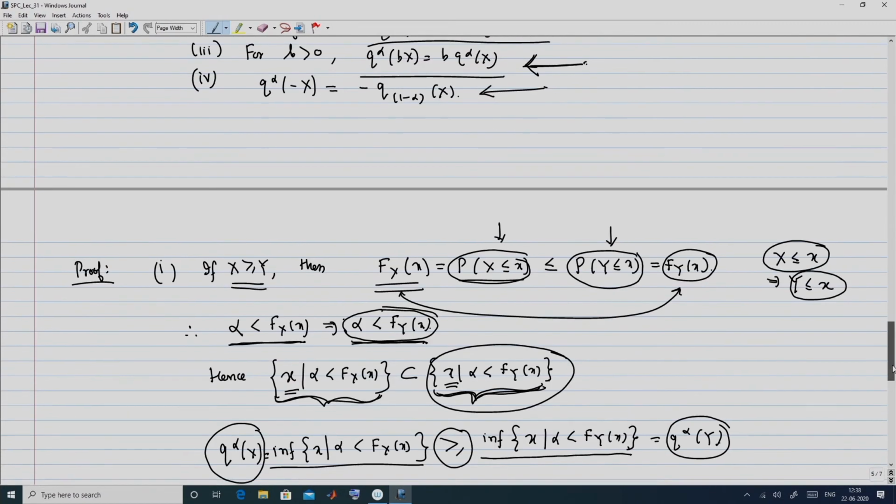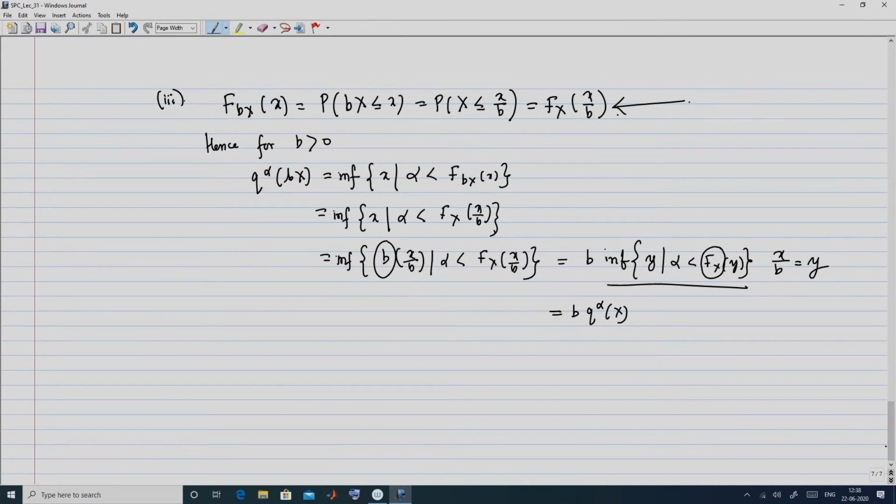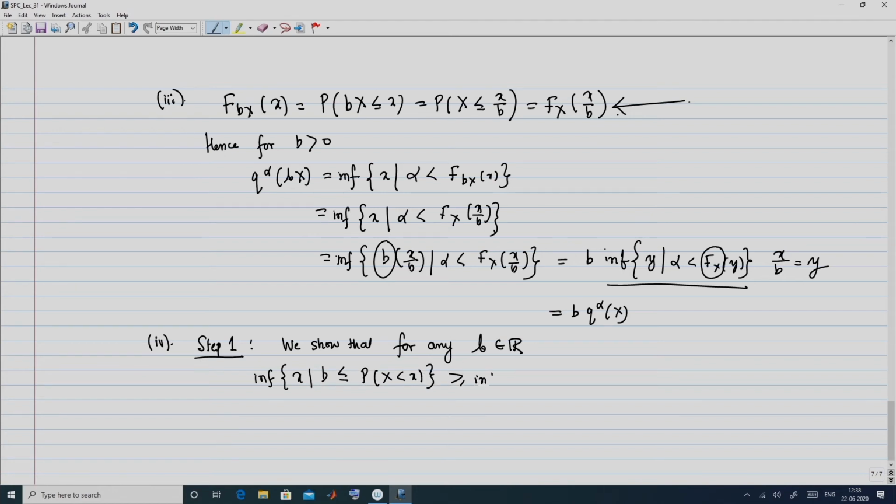Now we focus on the fourth result, that is q alpha of minus X is minus q subscript 1 minus alpha of X. So, it is connecting the upper quantile alpha with the lower quantile 1 minus alpha. This proof goes in a couple of steps. The first step is that we show that for any real number b, the infimum of x such that b is less than or equal to the probability of X strictly less than x must be greater than or equal to the infimum of x such that b is less than or equal to the probability of X no longer strictly less than x, but less than or equal to little x.